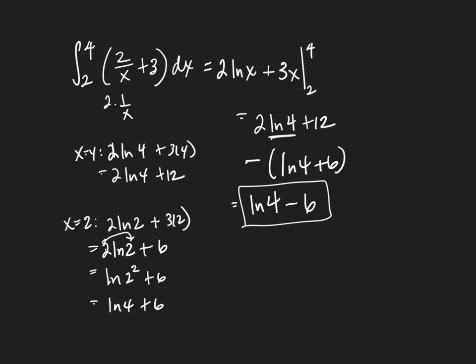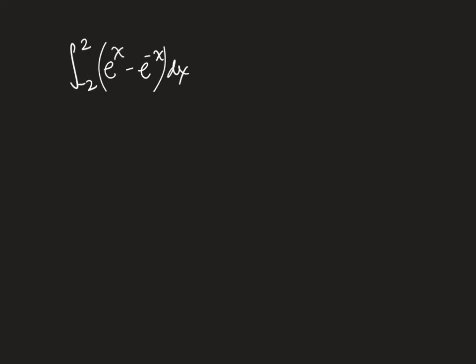Okay. And then last but not least, we have an exponential example. So first things first, find the antiderivative. The antiderivative of e to the x is e to the x because the derivative of e to the x is e to the x. And then minus e to the negative x, the antiderivative, well, we can think of that as e to the negative 1x. So the antiderivative of that would be 1 divided by negative 1, e to the negative 1x.